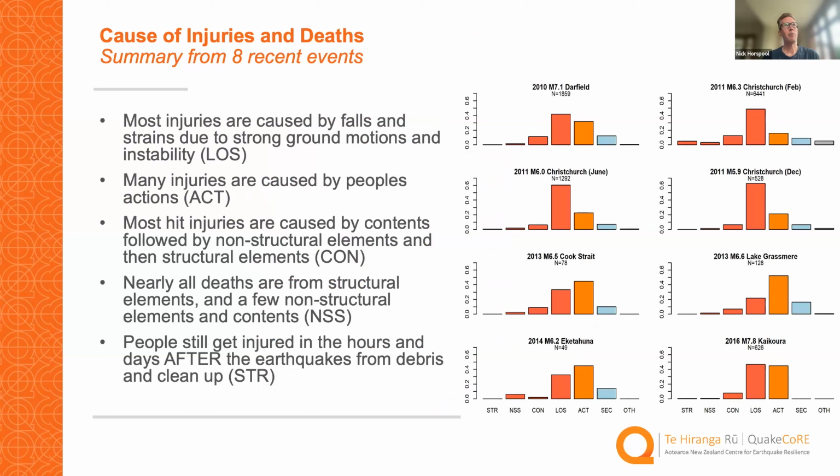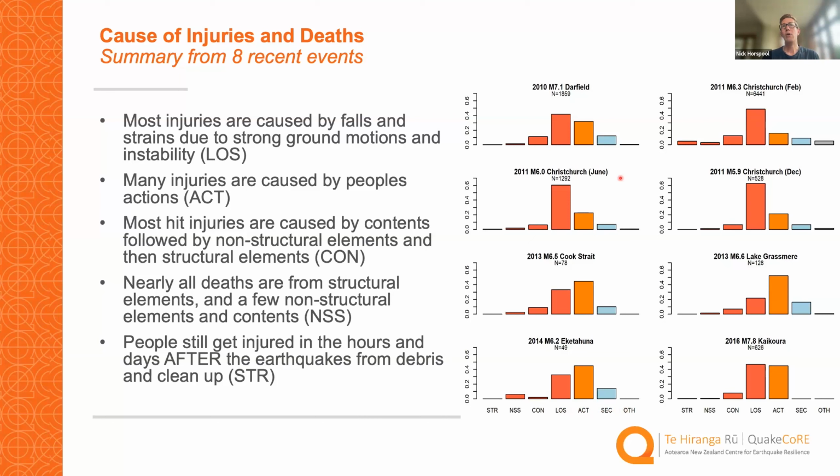So what we have here is a summary of the cause of injuries and deaths from the 8 earthquakes that I described before. We have the injury cause shown as different bars. The first bar is structural causes. That's where the structure of the building has caused the injury or death. We have non-structural elements and secondary systems. We have contents. We have loss of stability. That's where the shaking has been strong enough to either throw people off their feet or cause strain type injuries. We have action-caused injuries where people have actually done something that's caused their injury. And then we have secondary injuries as well. That's where it occurs after the shaking, typically in cleanup or evacuating buildings and so forth. And then we have an uncategorized cause.